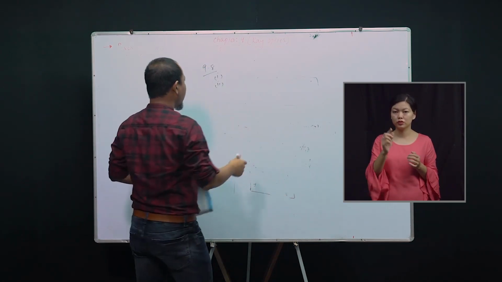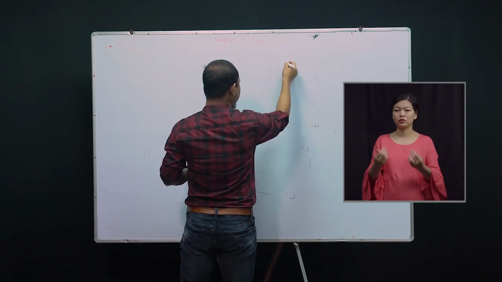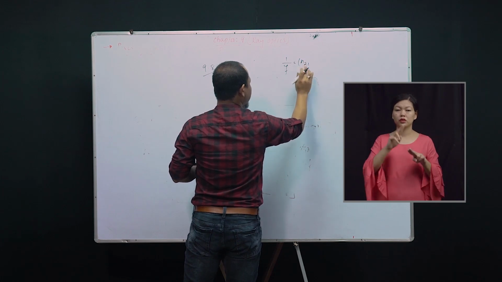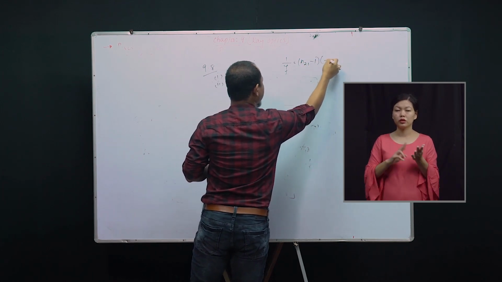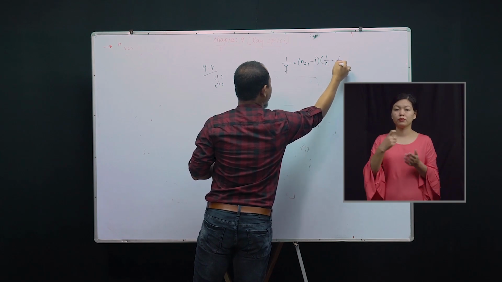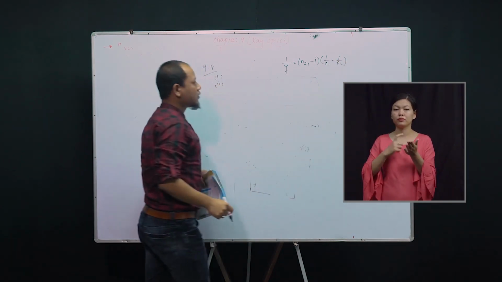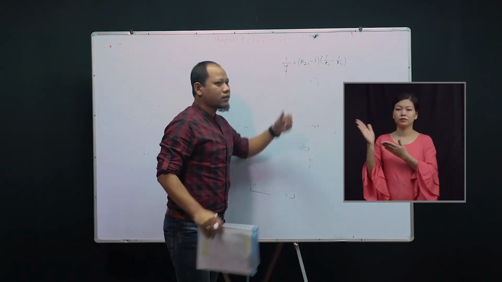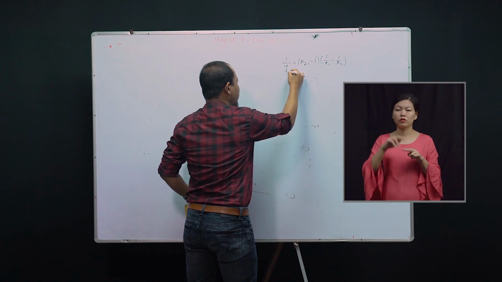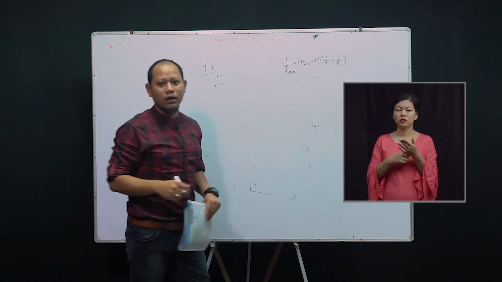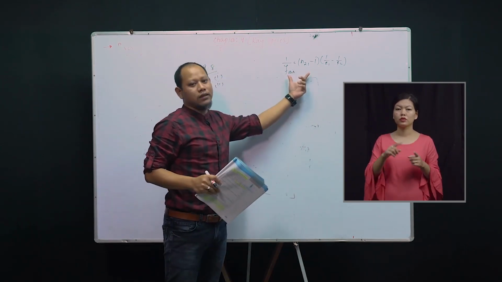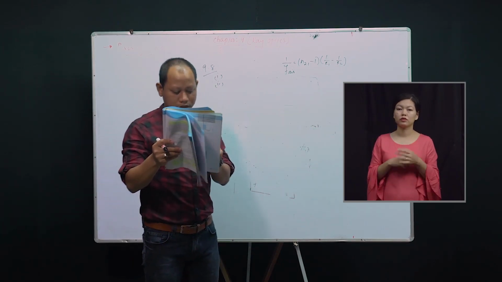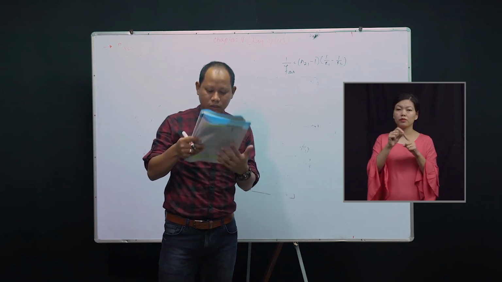Let me recall the formula. This is 1 by f equals n2 by n1, or you can directly write n, minus 1, into 1 by r1 minus 1 by r2. This is called the lens maker formula. You have to remember one thing, that the focal length is in air medium, because the whole experiment has been done in the air medium. Now come to question 9.8, page number 328, question number 2, Roman 2.